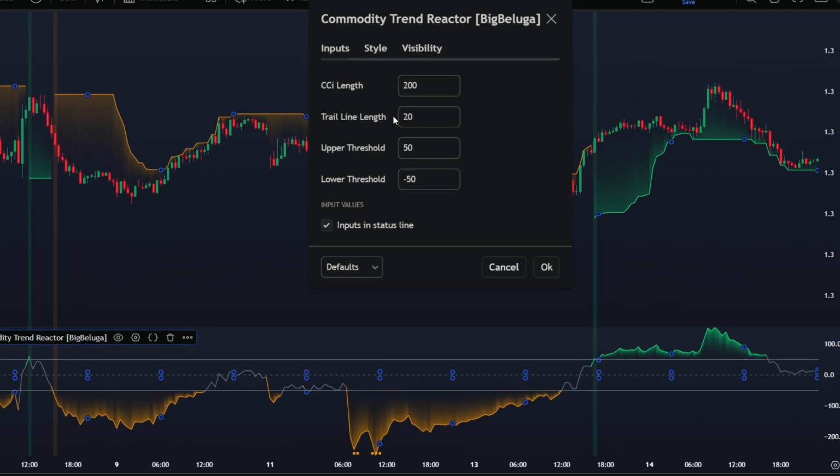We've got the trail line length, which controls how responsive the trend line is on the chart. A smaller number makes it hug price action tighter, while a bigger number smooths it out more. Then there's upper level threshold and lower level threshold. By default, they're set to 50 and -50. These are the key zones for trend confirmation. If the CCI line is above 50, that's bullish territory. Below -50, that's bearish. These thresholds are basically telling the indicator when to shift bias from bullish to bearish and vice versa. You can tweak these if you want more aggressive or conservative signals, but I usually keep them default unless I'm testing something specific.